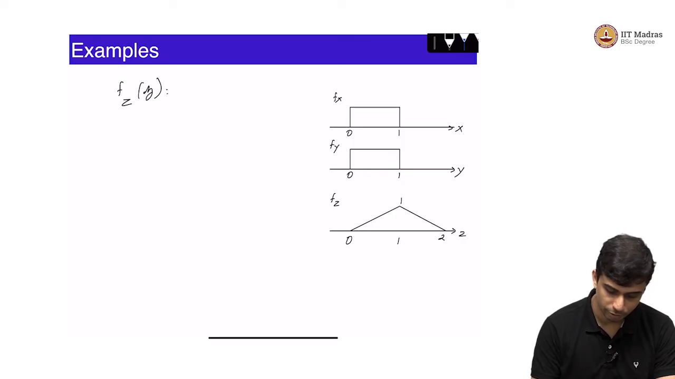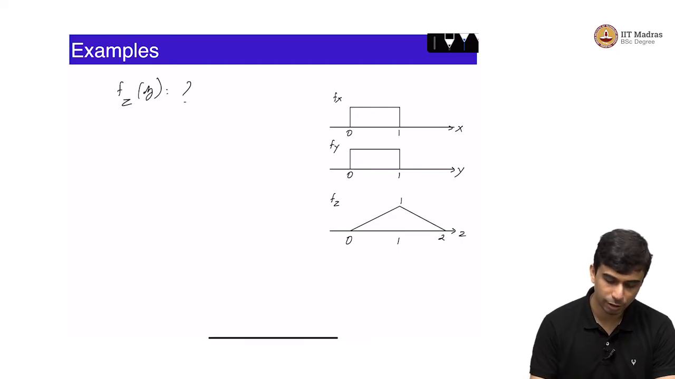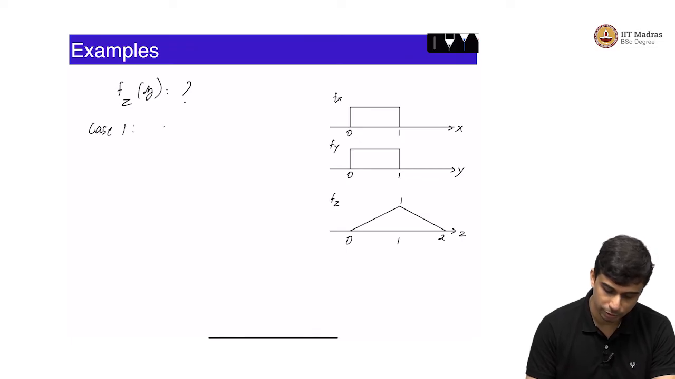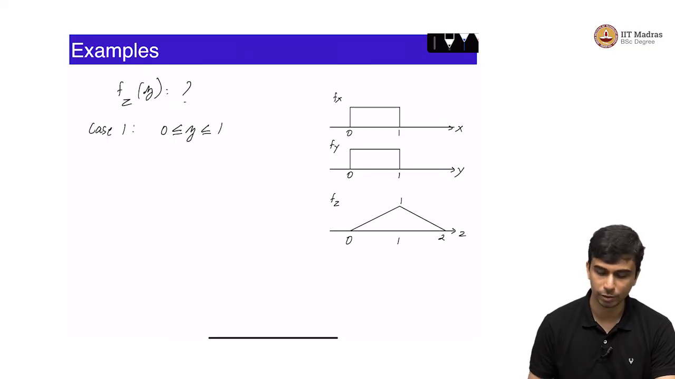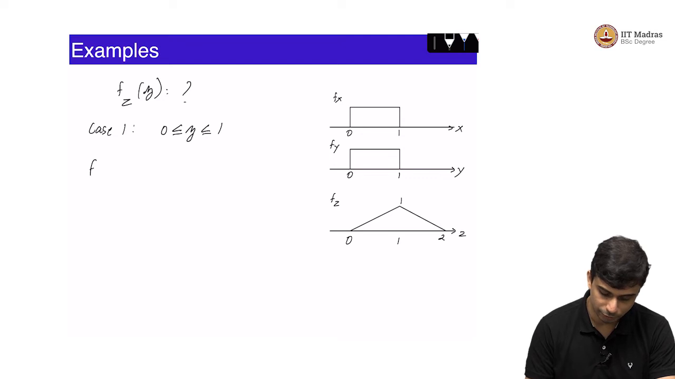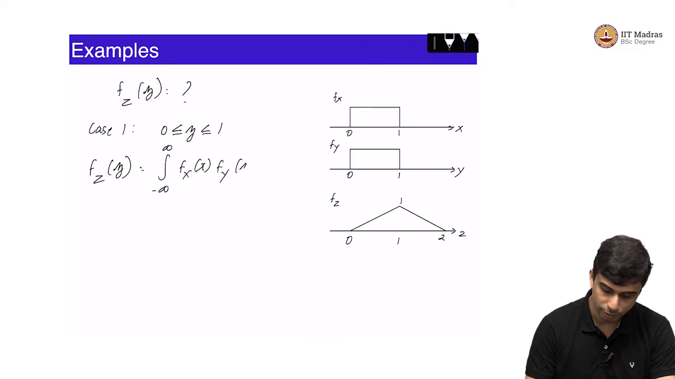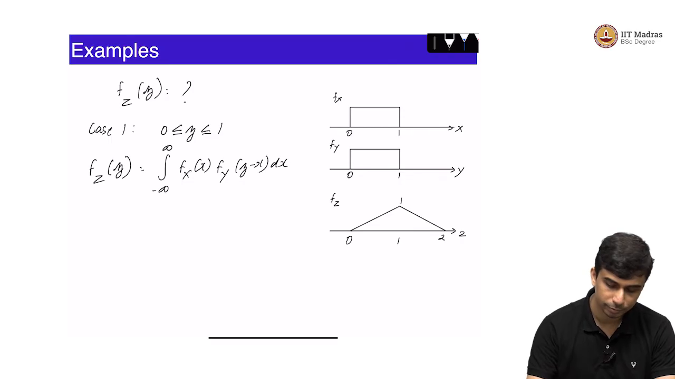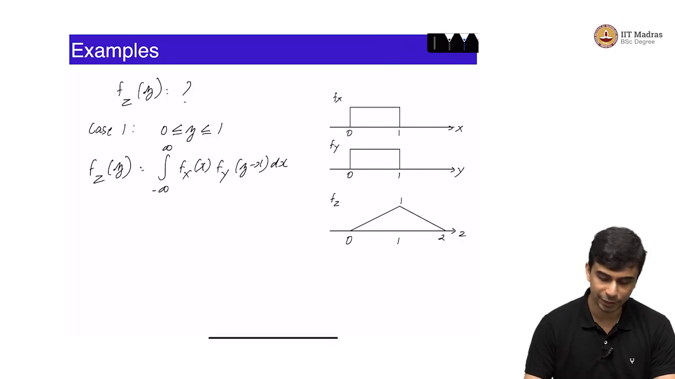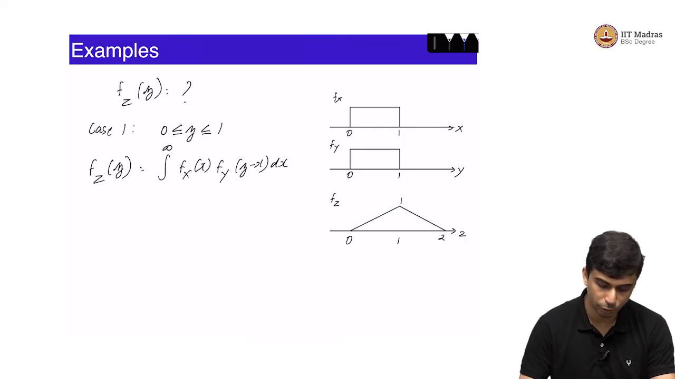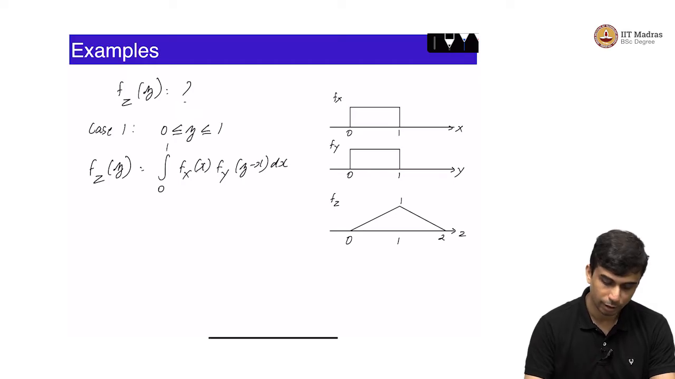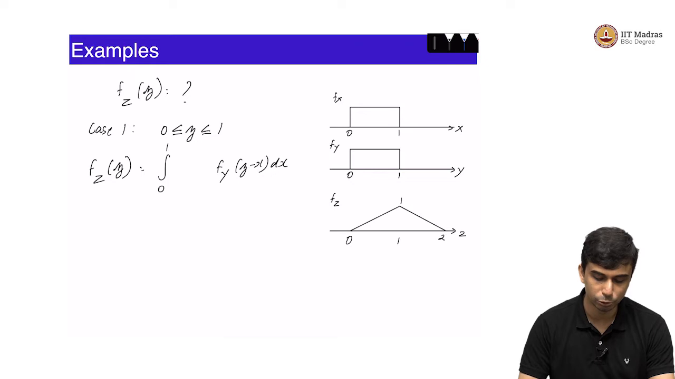The question is what is f_Z(z), and outside 0 to 2 it is going to be 0, that is obvious. Now between 0 and 2 let us make it two cases. Case 1 is z between 0 and 1. In between 0 and 1, what is f_Z(z)? f_Z(z) is the integral from minus infinity to infinity of f_X(x) f_Y(z minus x) dx. You do not need to take minus infinity to infinity because f_X is 0 outside 0 to 1, so you can immediately change this to 0 to 1, and f_X(x) within the range 0 to 1 is simply 1, so you can just remove that also.